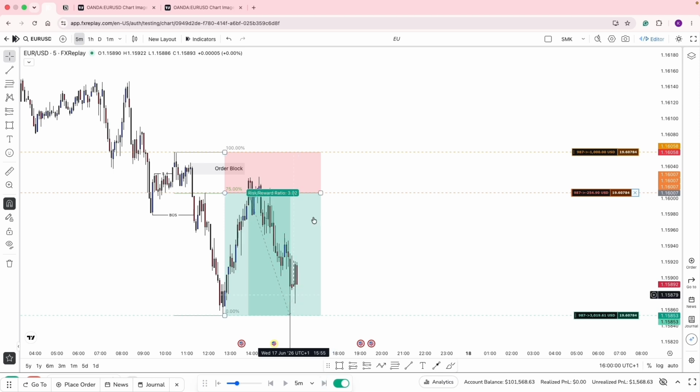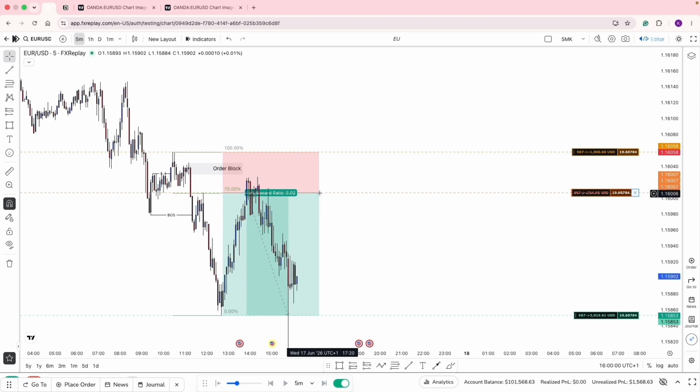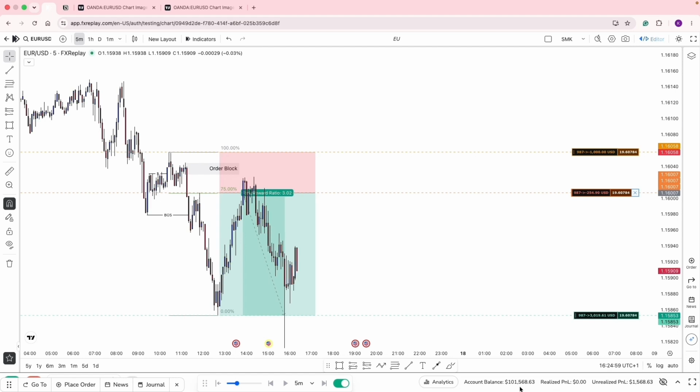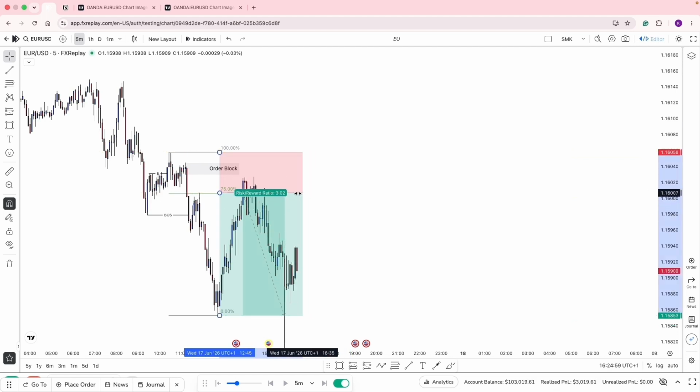And that's it. TP has been hit. And that's given us our 3R, which you can see there. So I'll just stretch this out here. Okay, so now you can see price tapped in and gave us that 3R.